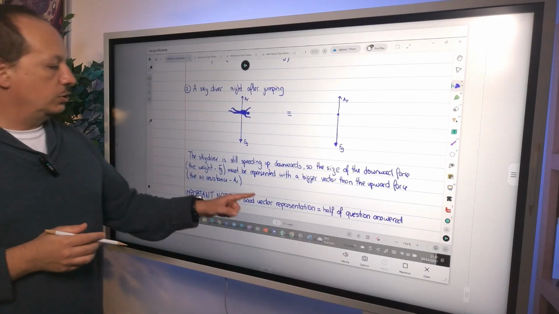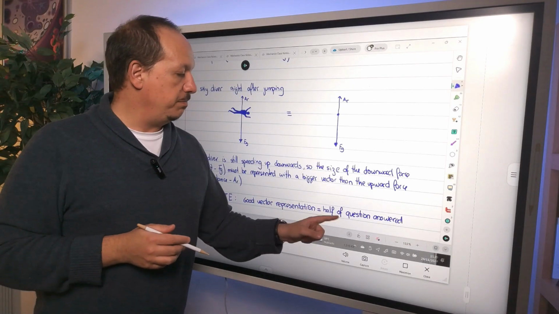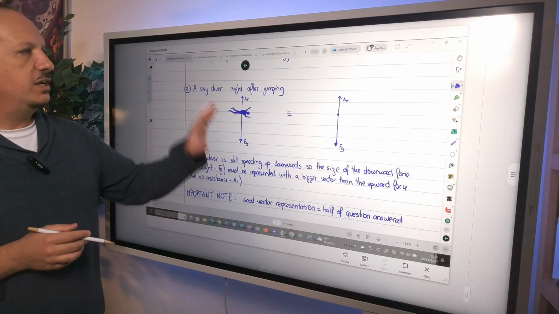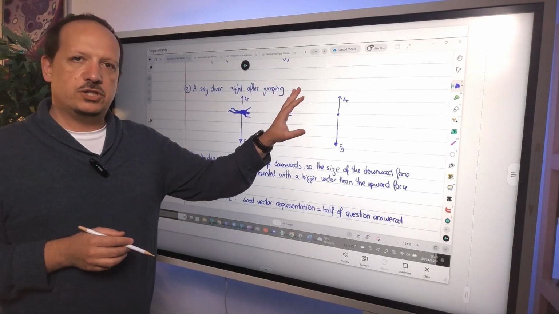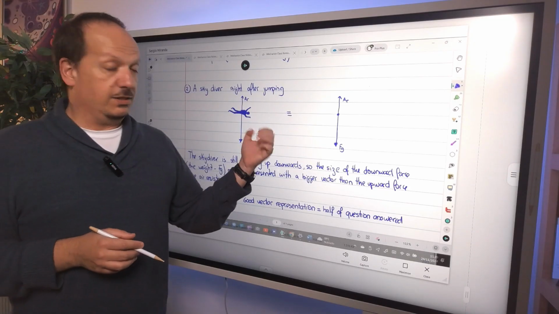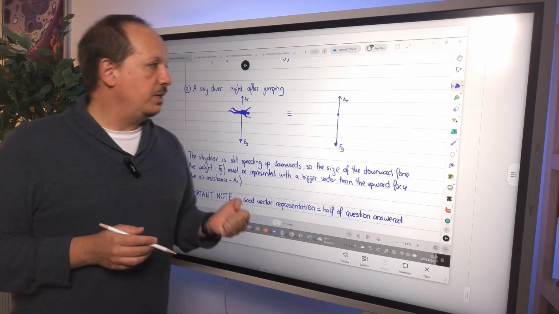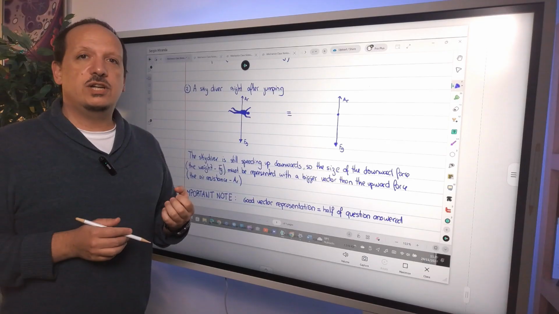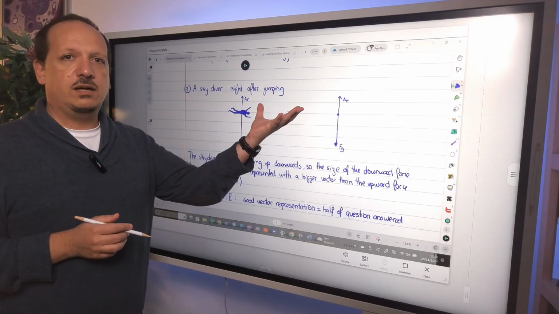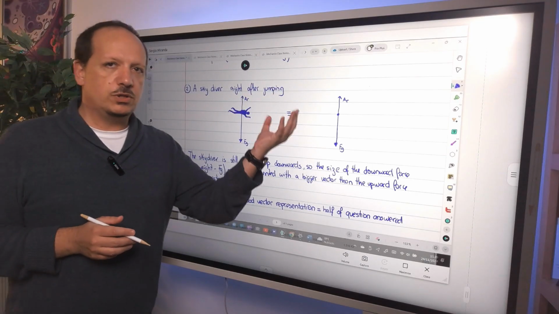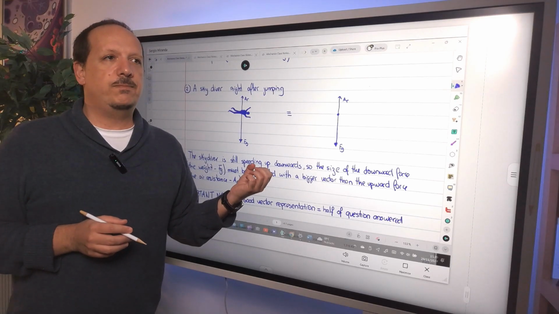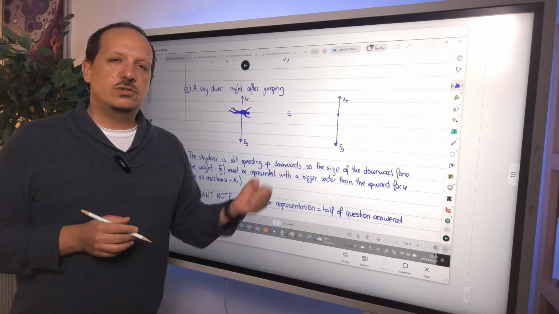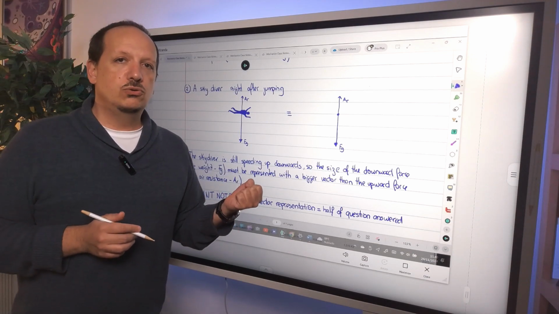Important note: good vector representation means half of the question answered. If you have a good diagram with all the numerical information that the question is providing associated with that good diagram, you have half of the question answered. You just look over there, and from that diagram and from the numerical information, you can retrieve all the data that you need to get to the final solution for that question.